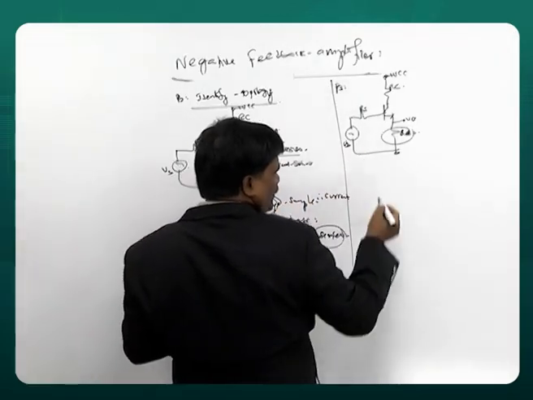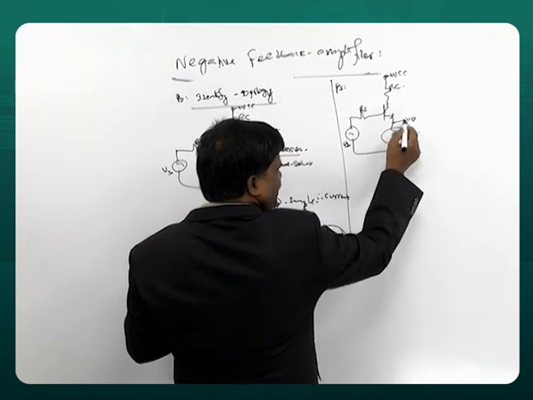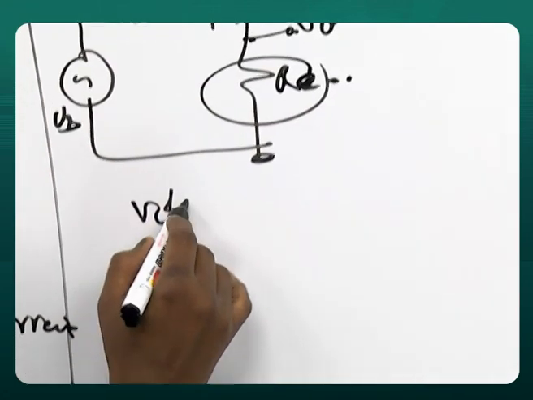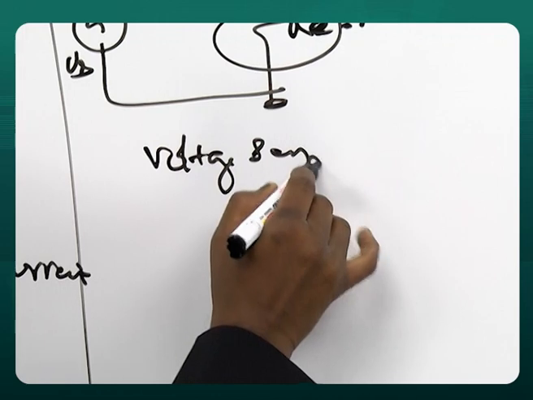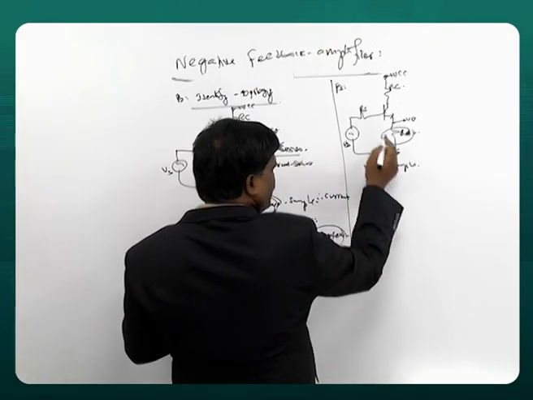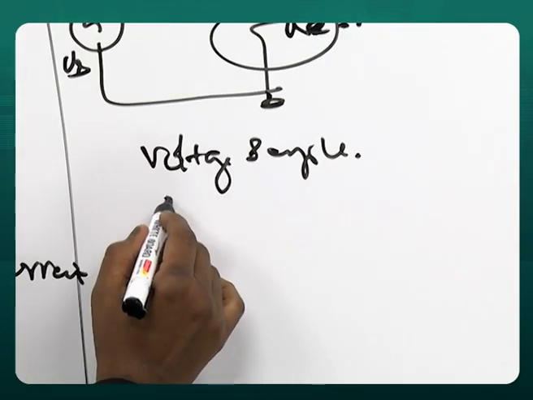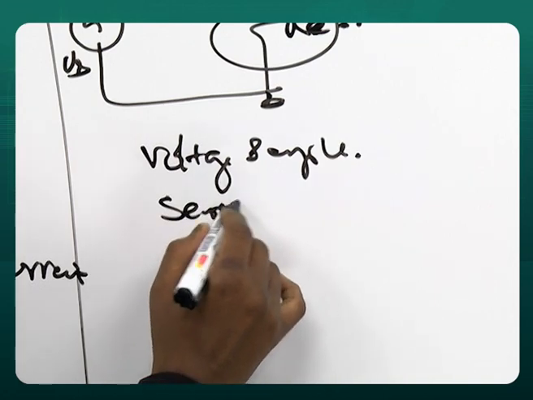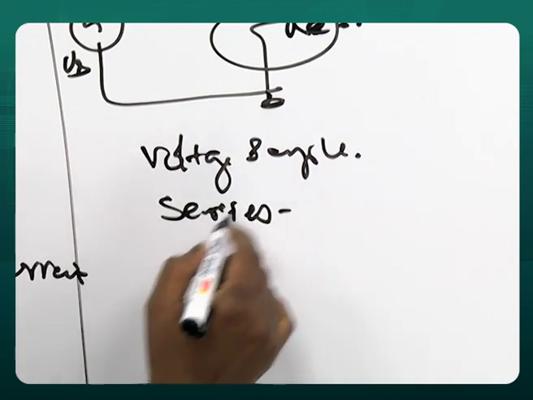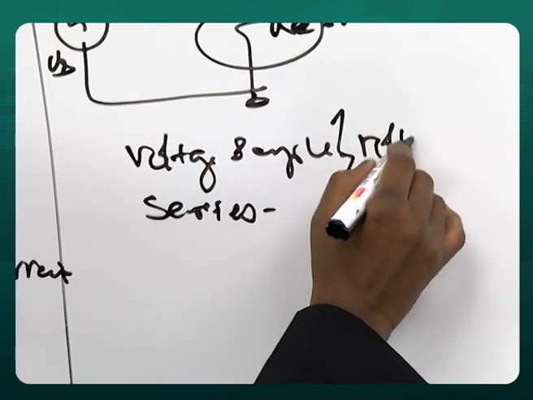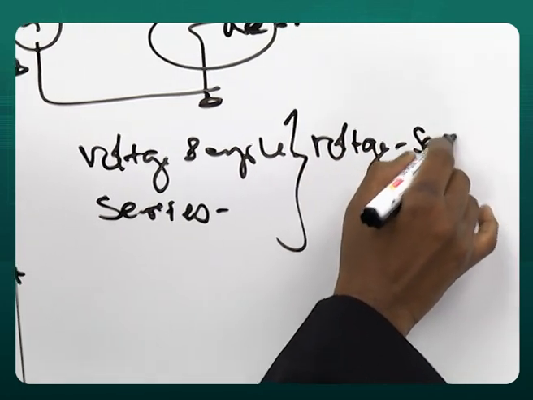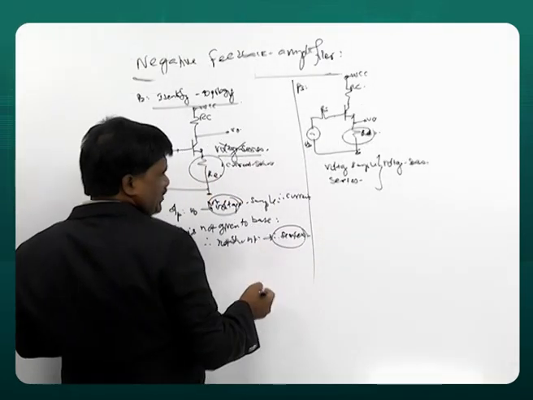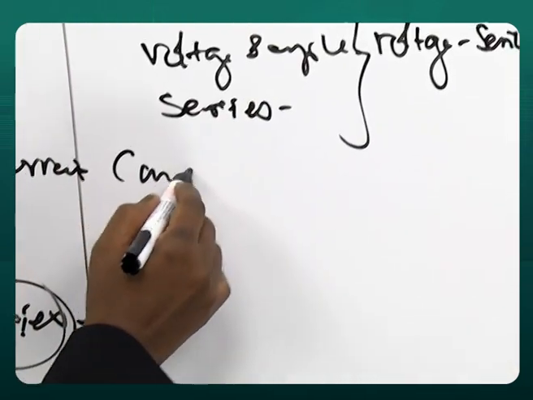Here, output is directly taken from voltage, so voltage sample. Not given to base, so not shunt, therefore series. So overall it is voltage series. So please remember, I am concluding very interesting things.